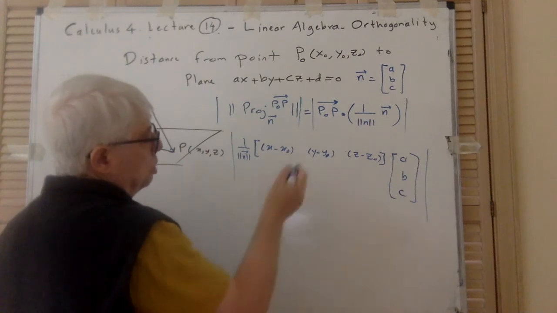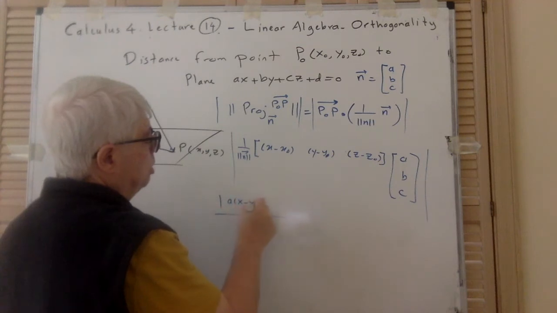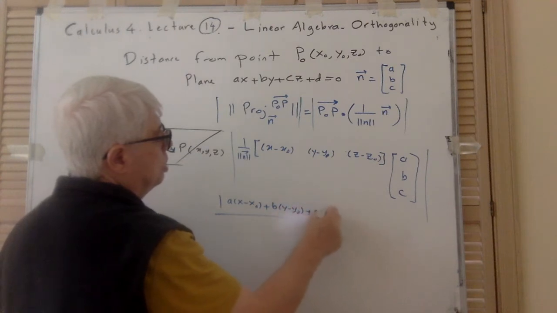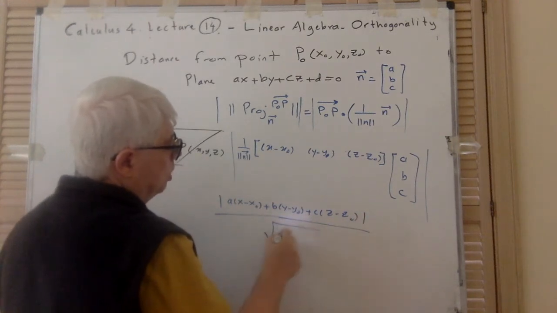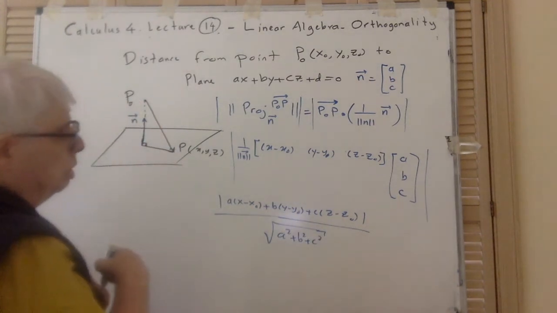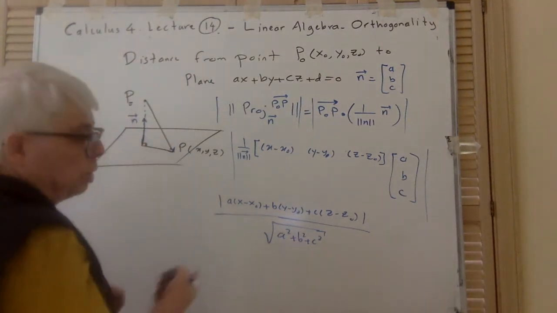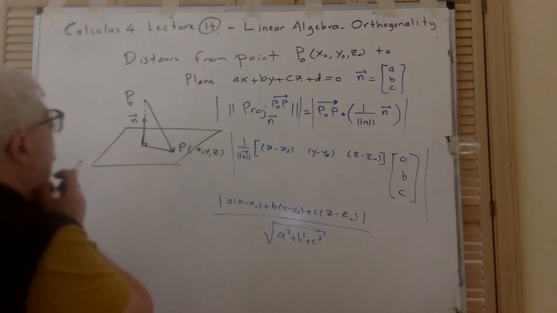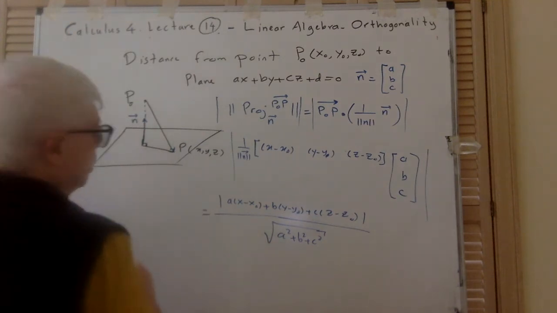And so if I multiply, I will get this: on top I have the absolute value of A times (x minus x0) plus B times (y minus y0) plus C times (z minus z0). And the denominator is simply the square root of A squared plus B squared plus C squared. That is the magnitude of n, right? So this is the distance. Both x0 and x are given to me. Well, I should have taken this to be x0, that's okay.